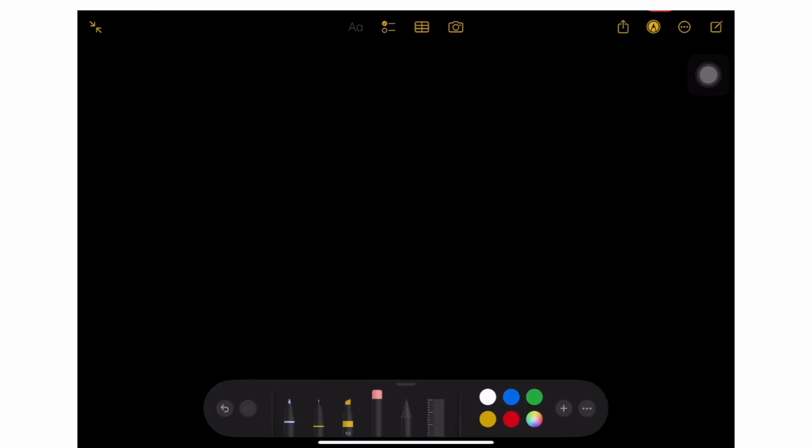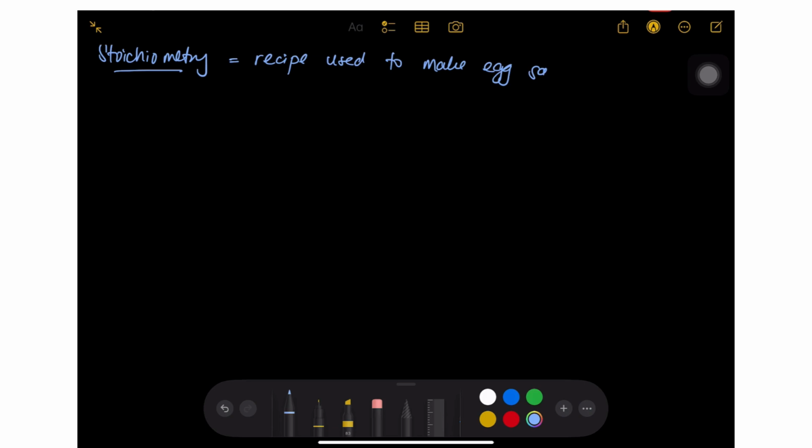So, before we move to the actual knowledge of stoichiometry, we would like to talk about the recipe that is used to make an egg sandwich. Okay, so stoichiometry, we can use this concept to explain it.